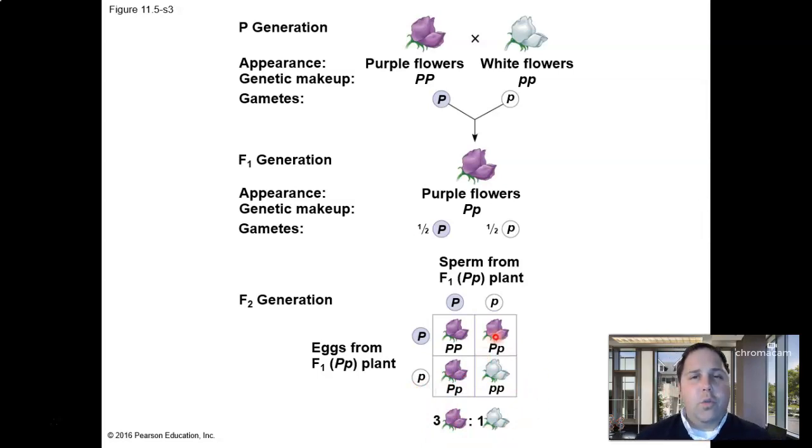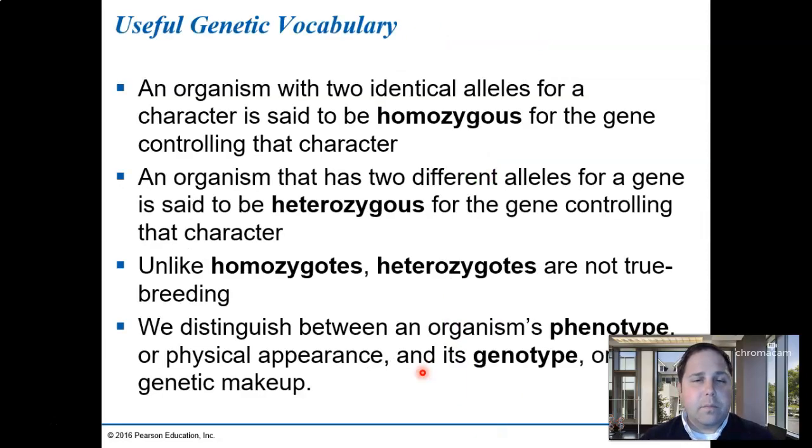Punnett squares are a tool that are really helpful for allowing you to do quick probabilities. And we'll use them in this class, but I'll also show you some of the ways to just do the math yourself. And eventually you won't need the Punnett square to be able to see what's happening in a hybridization like this.